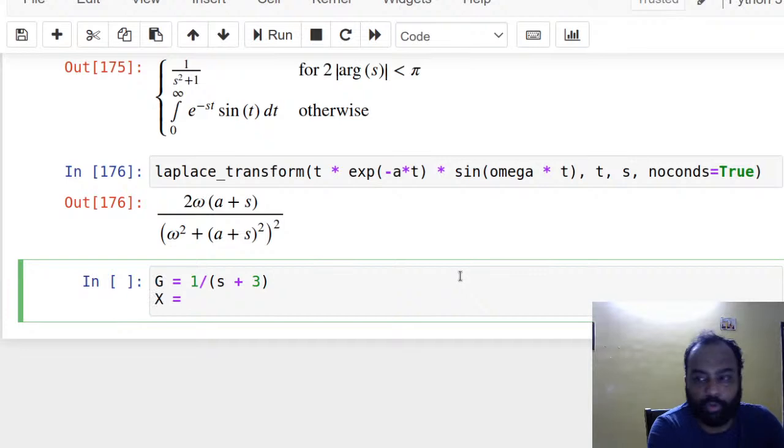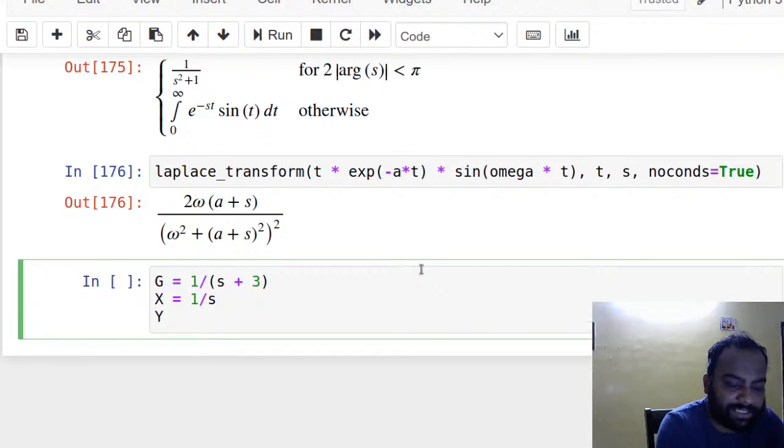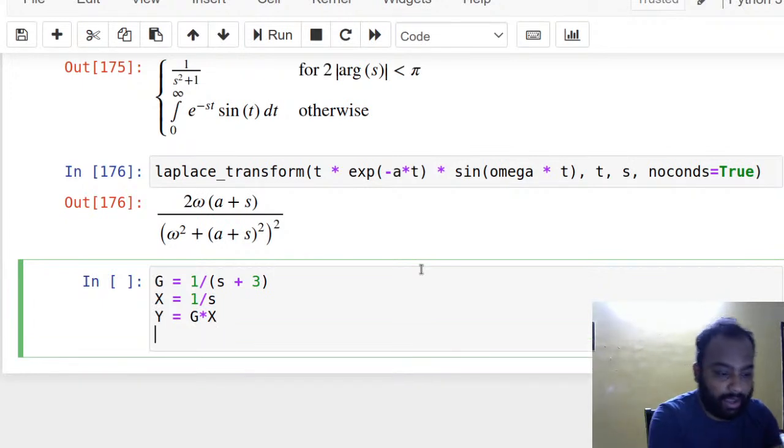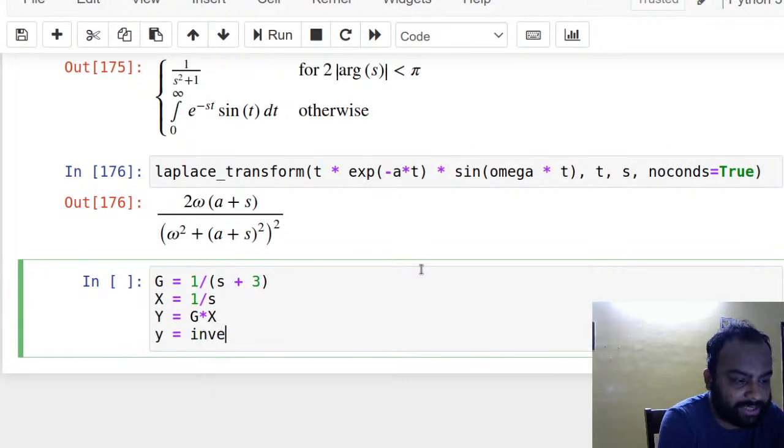The Laplace transform of the input, maybe I want the step response of this system. So the Laplace transform of the input would be 1 by s, because I already know that the Laplace transform of the Heaviside theta function, or the unit step function, is 1 by s. Then what is the Laplace transform of the output? That's just g into x. Again, this is not the most efficient way of doing it. I shall teach you the efficient way of doing it, but this is one of the ways in which you can do it. So now that's your output, but you don't want capital Y, but instead you want small y. What would be the small y? That would be the inverse Laplace transform.